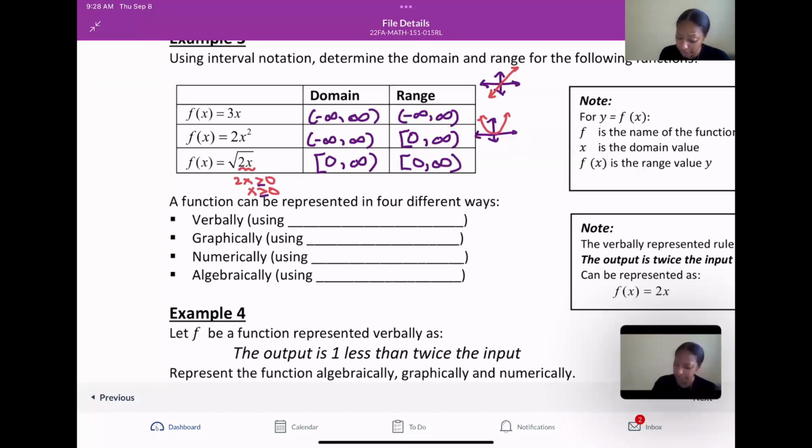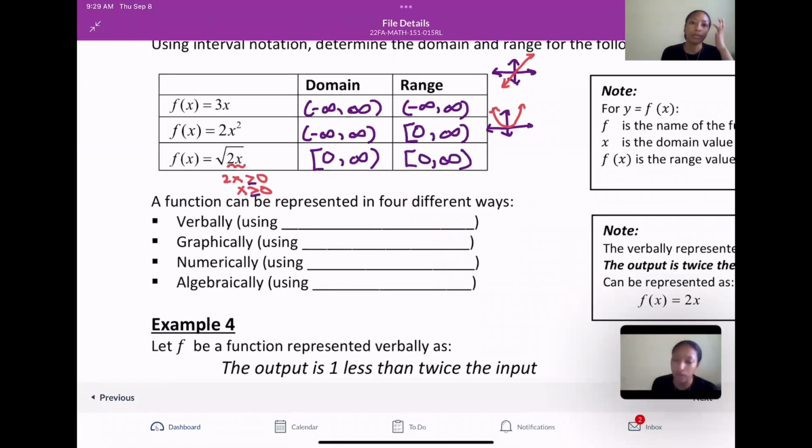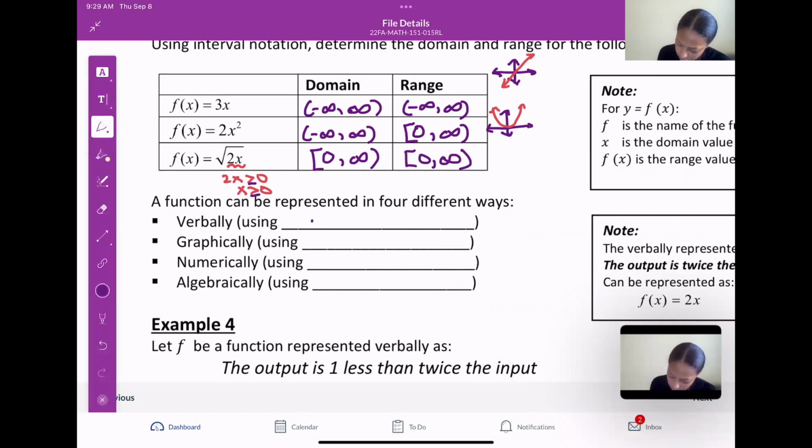All right, so filling this in. When we say verbally, we mean literally using words. When we say graphically, we mean we want to be able to represent a function using a graph. When we say numerically, numerically means using a table of values. So using a table. And then when we say algebraically, we mean using the equation.